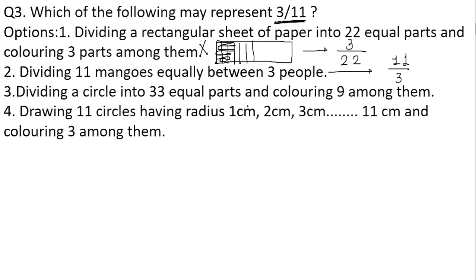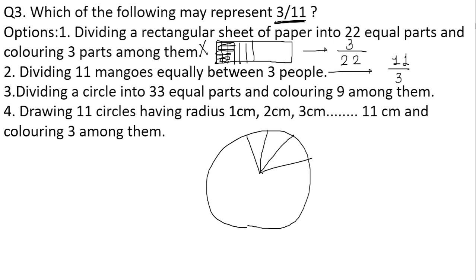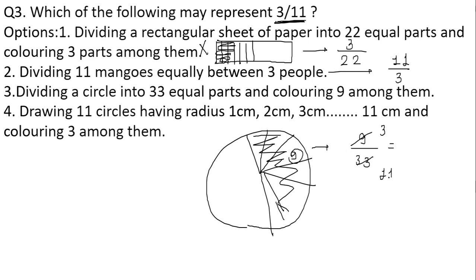Dividing a circle into 33 equal parts and coloring 9 among them. It means, for example, this is a circle and we have divided this circle into 33 equal parts, and we have simply colored 9 parts among them. So 9 colored parts out of 33 equal parts is going to be your answer. If I simplify this fraction, this will give me 3 upon 11. So the required fraction is 3 upon 11, and the correct answer is going to be option number 3.